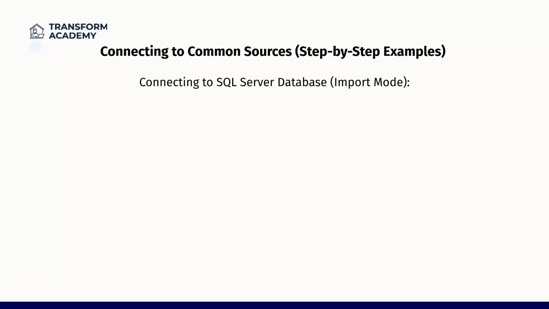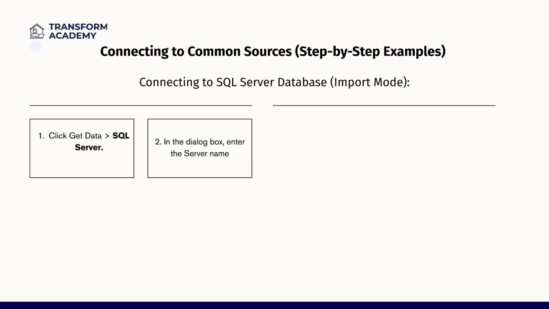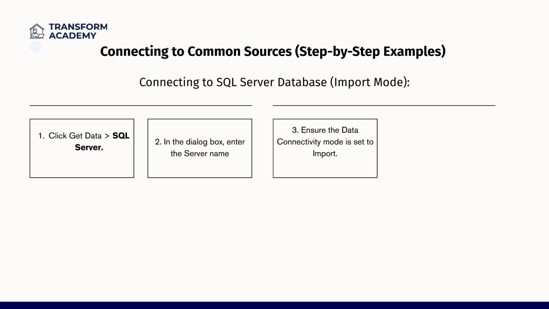Connecting to SQL Server database, Import mode. Firstly, click Get Data, then go to SQL Server. Click on SQL Server. In the dialog box, enter the server name, for example your server name or your server name and instance name, whichever one you saved it as. Optionally, enter the database name if you know it. Ensure the data connectivity mode is set to Import.